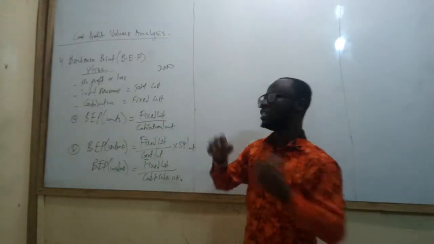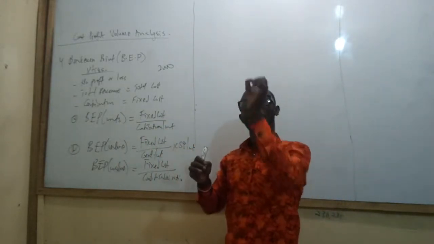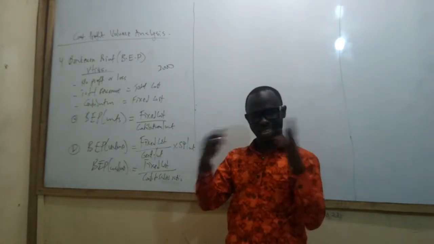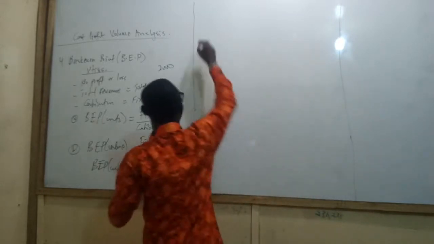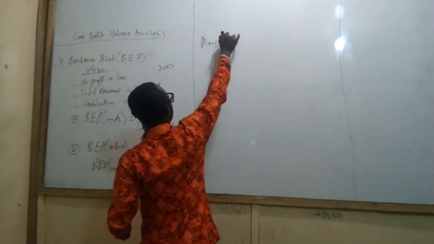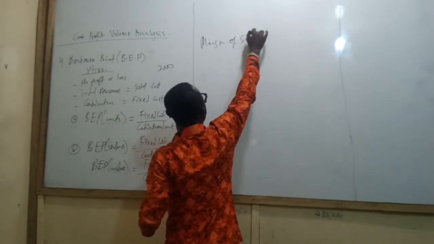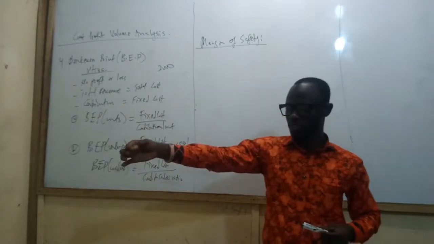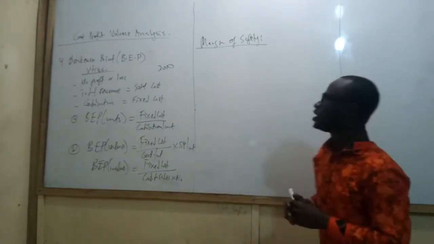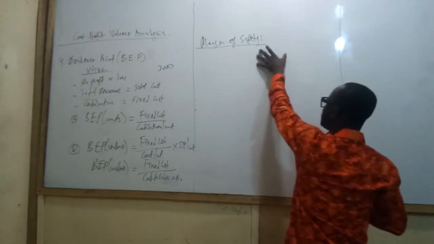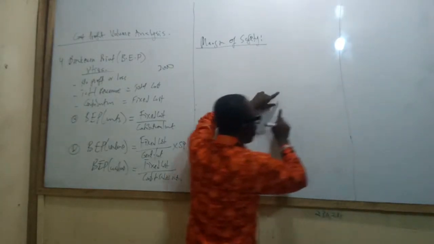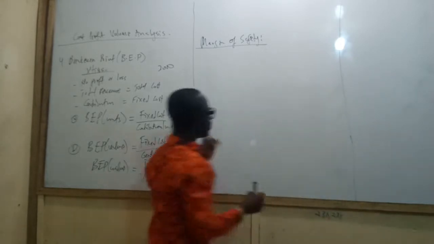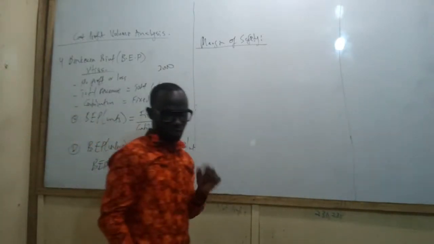The margin of safety is simply the difference between the maximum output and the break-even point. That's the margin of safety. In other words, the margin of safety is the point at which the company begins to make profit. So that is the idea about margin of safety.